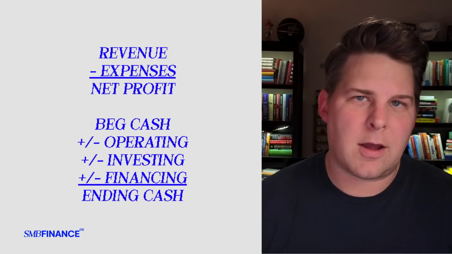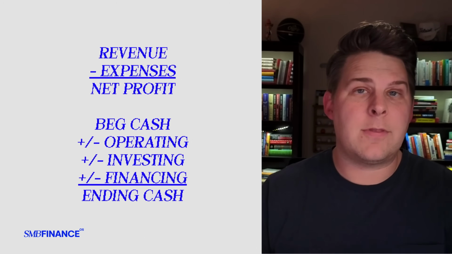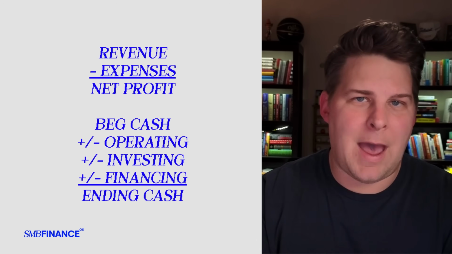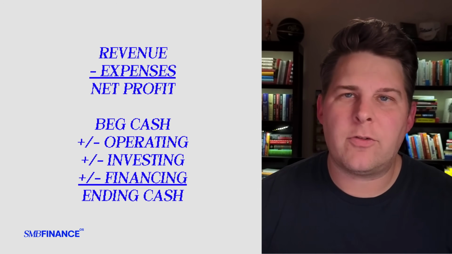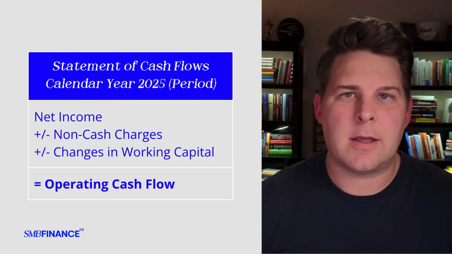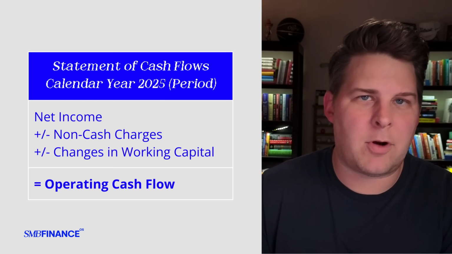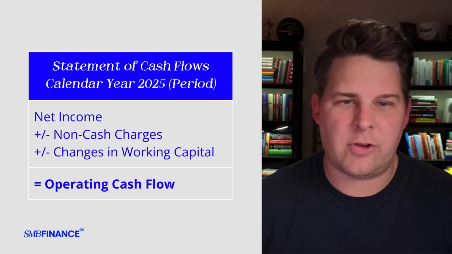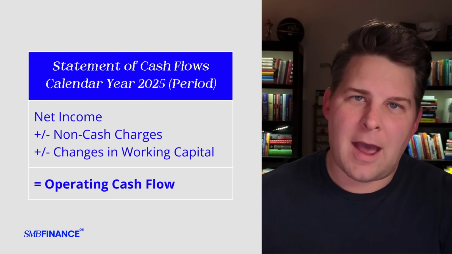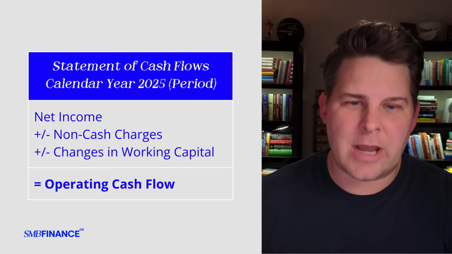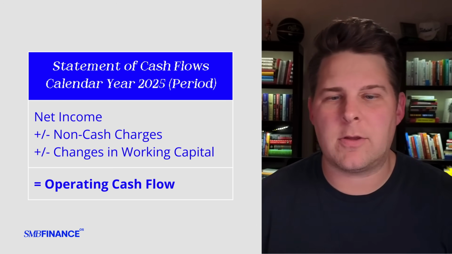So let's talk about the sections of the statement of cash flow. And this is going to answer why your profits may not match what you feel. That first section is the operating cash flows. And that operating cash flow is made up of your net income or net profit. We'll use those two terms interchangeably. The non-cash charges on your income statement and the changes in working capital. So let's talk about what those two things are.